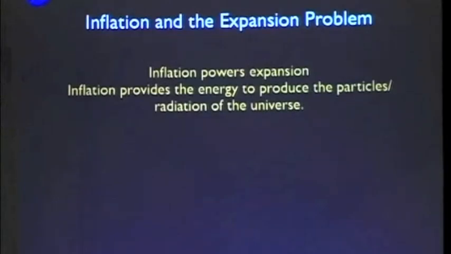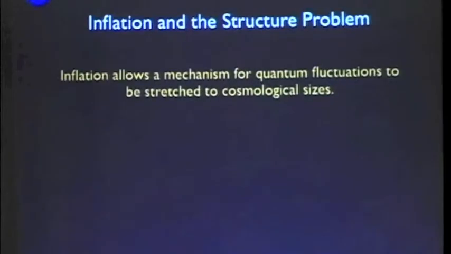The expansion problem, well, inflation pushes the universe apart. That picks that as opposed to collapsing. And structure, well, inflation actually allows a mechanism for quantum fluctuations to be blown up to cosmological sizes and thereby produce this anisotropy that we see.